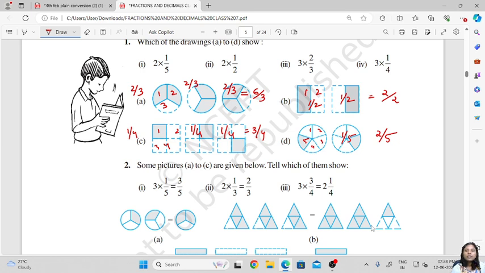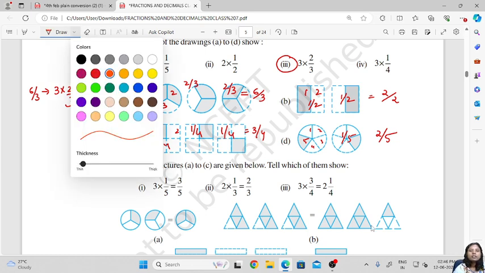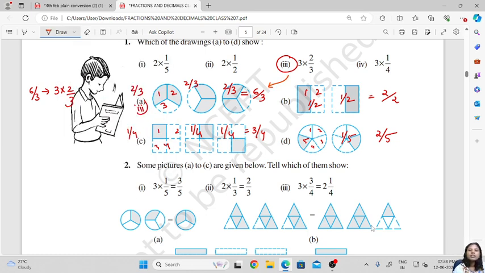Okay, so now let's try to match this. Let's look at 6 by 3. This 6 by 3 we can also write as 3 into 2 by 3. If you multiply it, it will be 3 2s are 6 upon 3. So do we see the answer here? Yes. So our third one is this depiction.